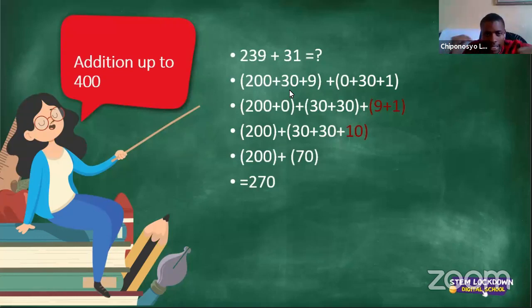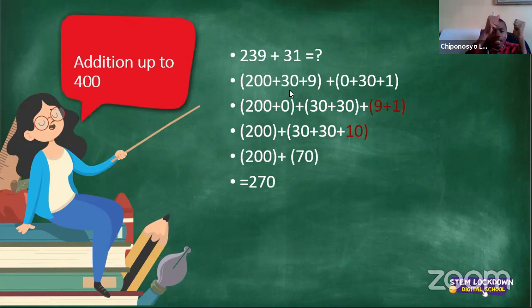Then we go down to the next step, where we add all our hundreds together, all our tens together, and all our ones together. So first step, we broke up the number: 239 was split, and 31 was split. The next step is that we put the hundreds of the whole sum together, the tens together, and the ones together.